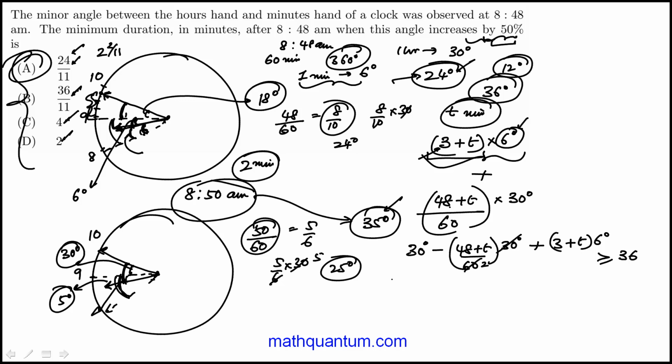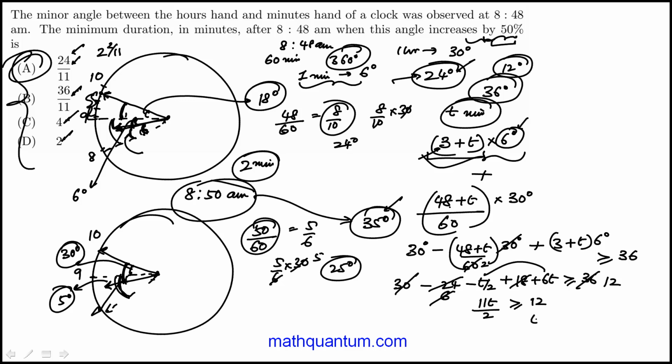I'll simplify it. 30 minus 24 minus t over 2 plus 18 plus 6t. So that's 6 and 18, 24. That becomes 12. 6t minus t over 2 would be 11t over 2. And if you rearrange this, t has to be greater than or equal to 24/11. And that's where the answer, 24/11, is coming.